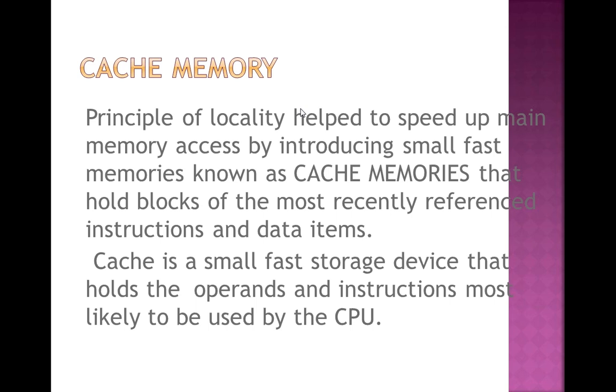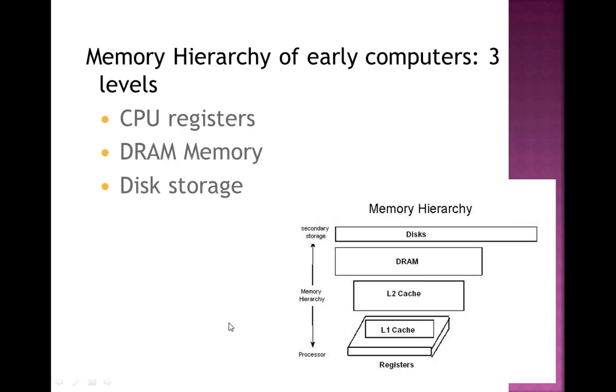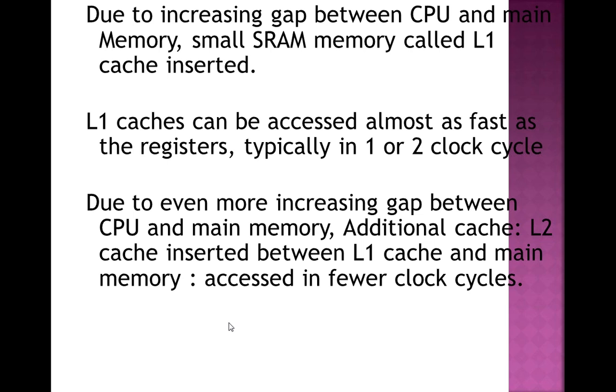Then we have discussed cache memory in detail. It is a small fast memory that holds the operands and instructions most likely to be used by the CPU. Then the memory hierarchy is divided into three parts: registers, then dynamic RAM memory, and disk storage, as we discussed in the last class.